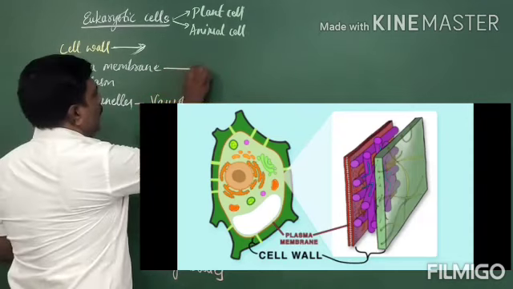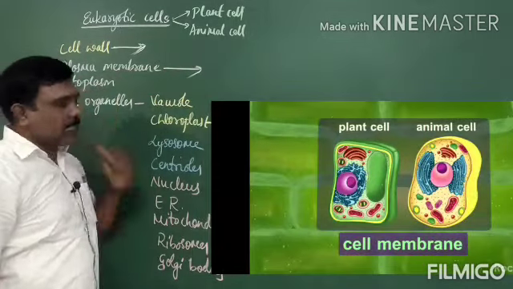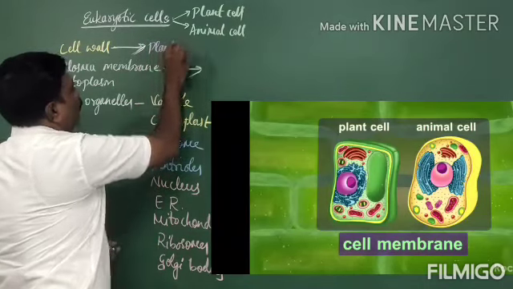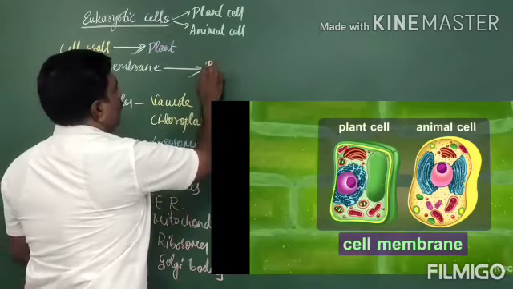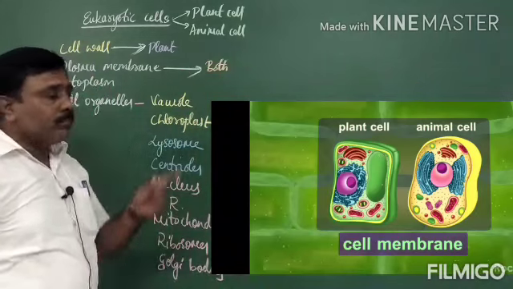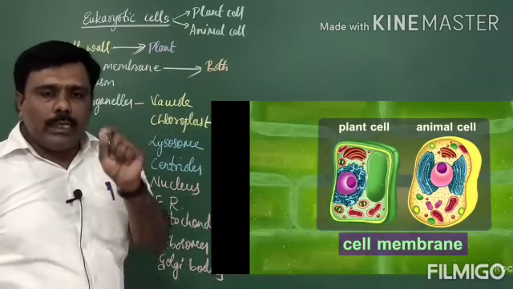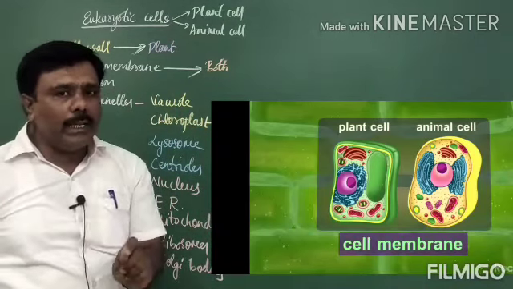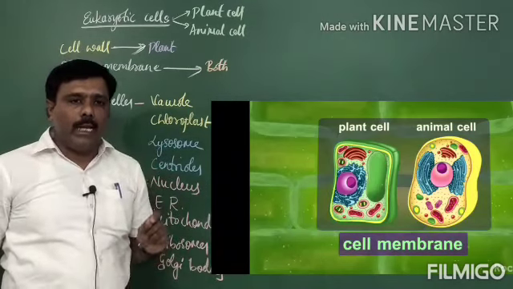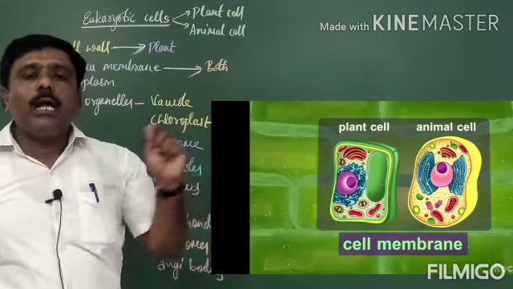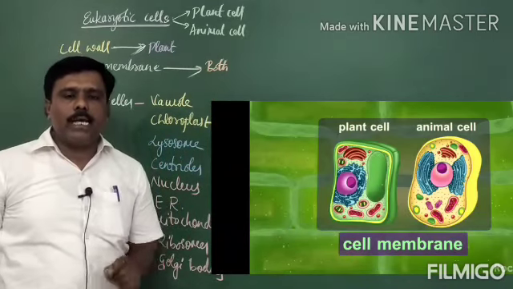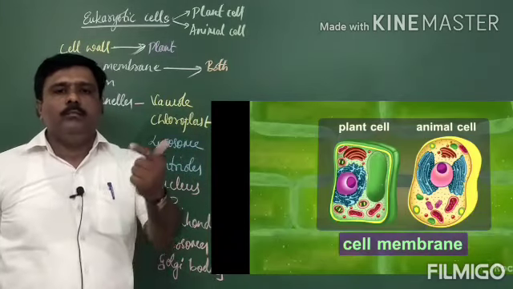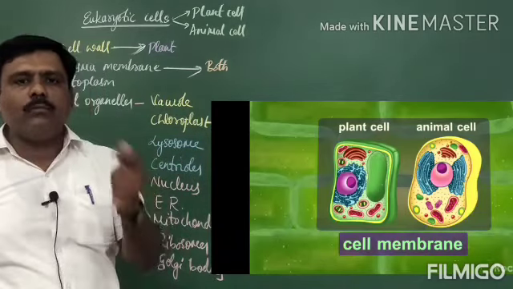Then the next layer is called the plasma membrane. This plasma membrane is found both in the plant cell and in animal cells. In the plant cell, the plasma membrane is the second layer. Why? Outer to the plasma membrane, we have the cell wall. But in the animal cell, the plasma membrane is the outermost layer. Why? Because of the absence of the cell wall.